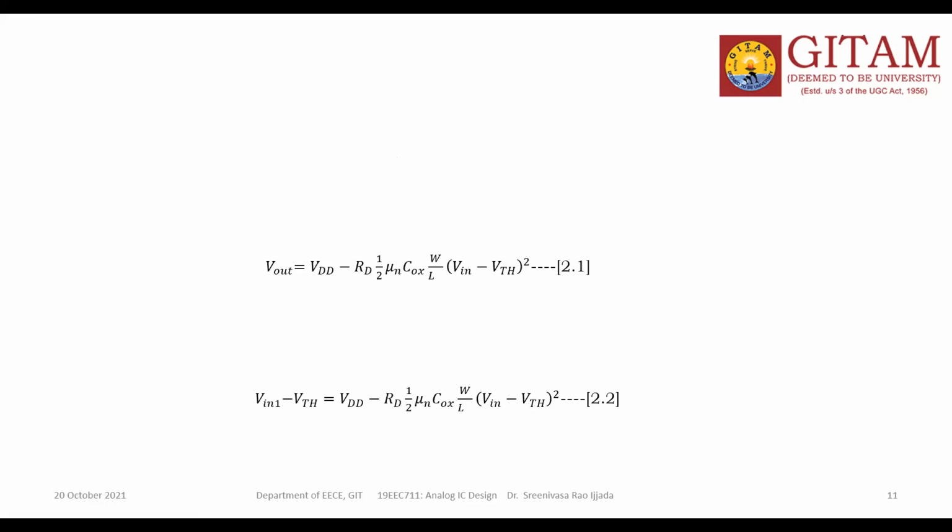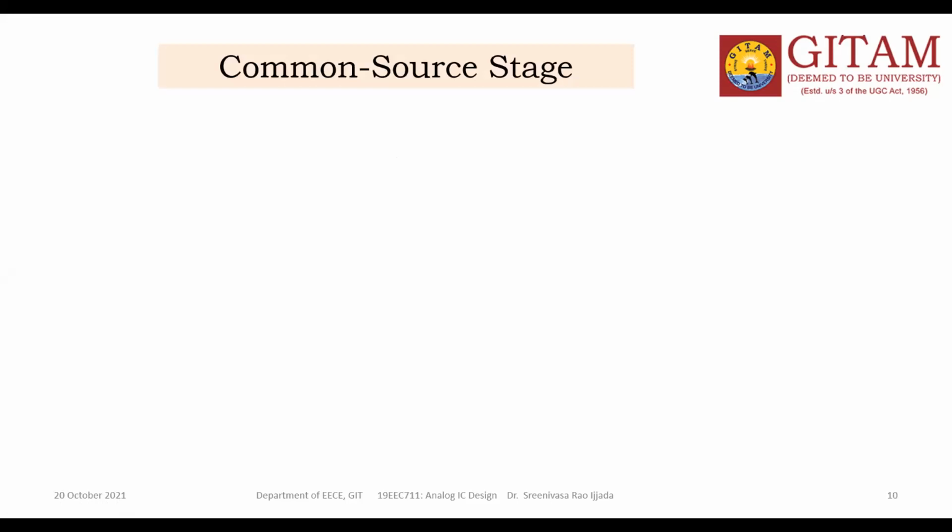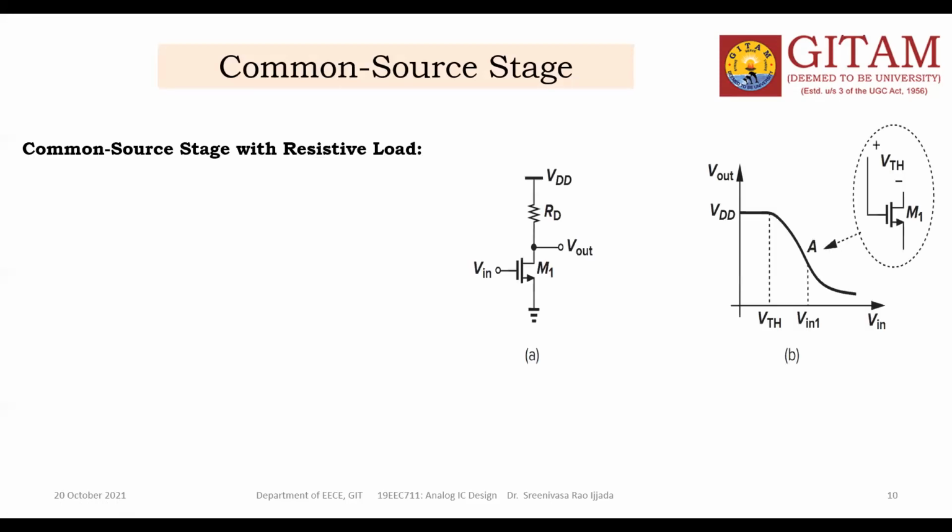So in the last class, what were we discussing? We were discussing the common source amplifier with resistive load. This is the common source amplifier, this is the load, and this is the voltage characteristics. So this amplifier is acting as an inverter circuit.